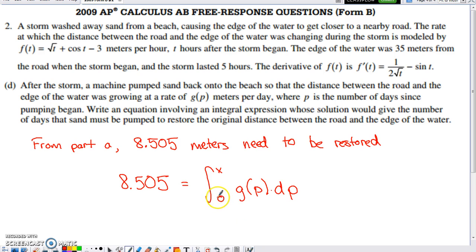But I do know I'm going to define 0 to be the time when the pumping began, and x days are going to have to go by in order for that distance to be restored. So if I could figure out what upper limit of integration here ended up getting 8.505 meters restored as far as the distance between the edge of the water and the roadway is concerned, I'm going to have my result for part D.